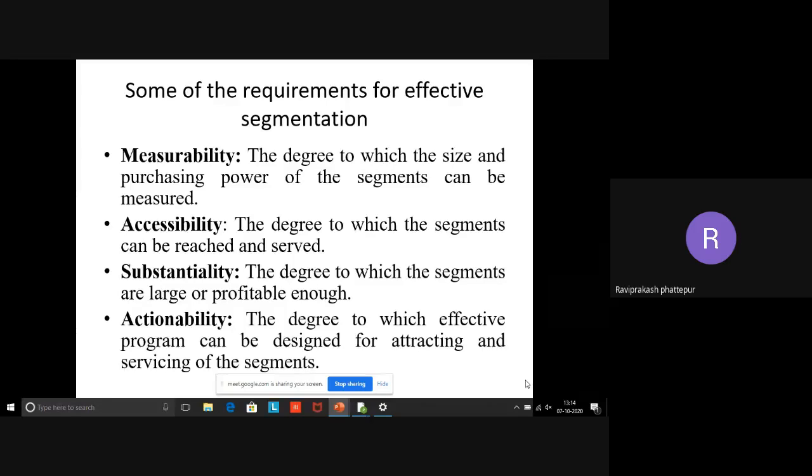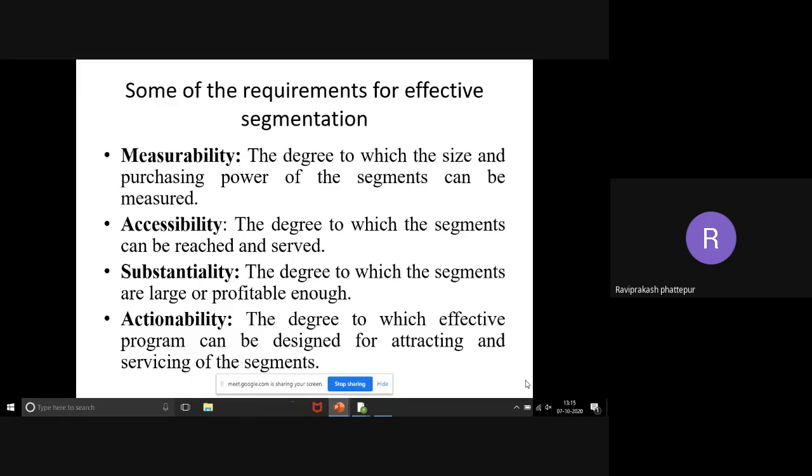Next is accessibility, the degree to which these segments can be reached and served. So you have already segmented, but you are not able to reach them. You are not able to communicate with them. Then again, it is a waste of your efforts. So again, you have to see whether you are capable enough to reach them with whatever news or information that you want to provide that particular segment. If that is possible, then it is well and good. Otherwise, again, you will incur losses.